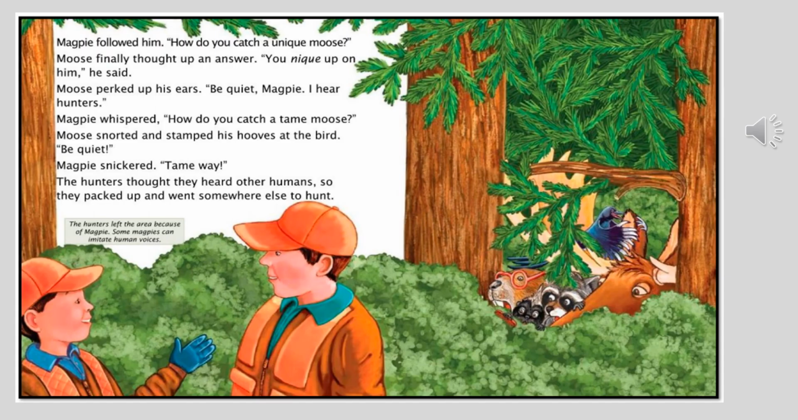Magpie followed him. How do you catch a unique moose? Moose finally thought up an answer. You sneak up on him, he said. Moose perked up his ears. Be quiet, Magpie. I hear hunters. Magpie whispered, how do you catch a tame moose? Moose snorted and stamped his hooves at the bird. Be quiet. Magpie snickered. Tame way. The hunters thought they heard other humans, so they packed up and went somewhere else to hunt. The hunters left the area because of Magpie. Some magpies can imitate human voices.